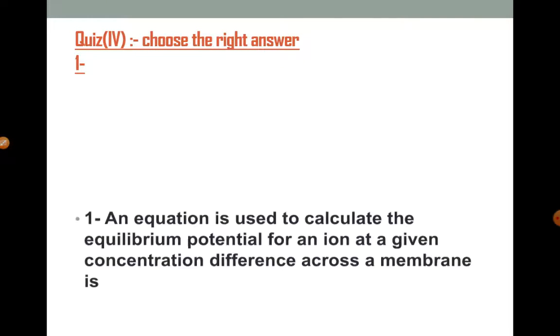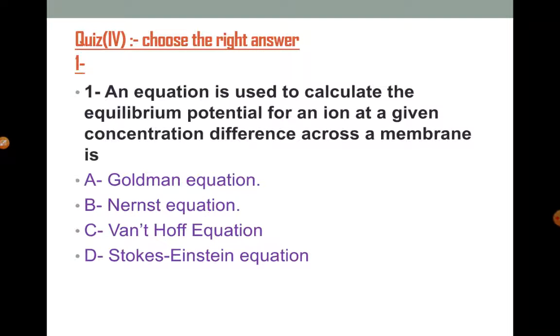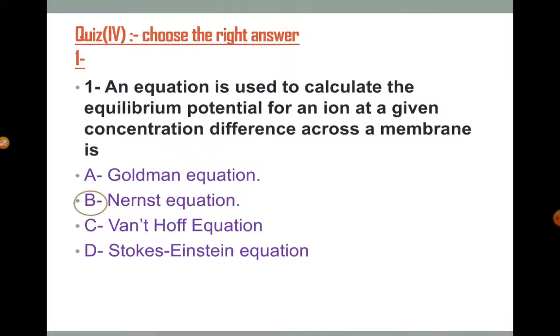Next quiz, choose the right answer. Number 1, the equation used to calculate the equilibrium potential for an ion at a given concentration difference across a membrane is A. Goldman equation, B. Nernst equation, C. Van 't Hoff equation, D. Stokes-Einstein equation. The answer is Nernst equation.